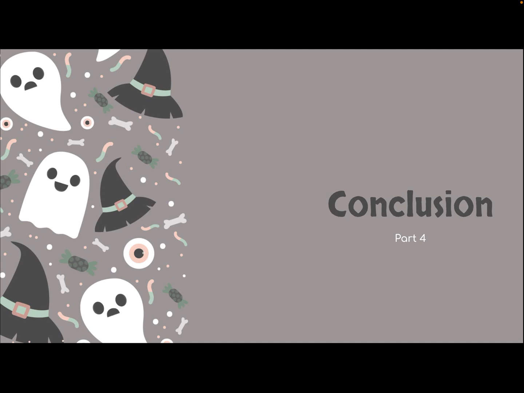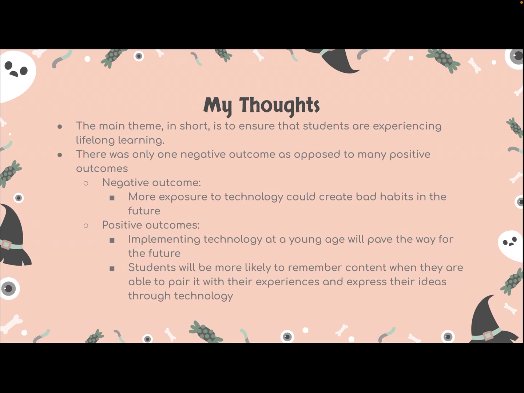Lastly, I have my conclusion. So, the main theme is to make sure that students are getting that meaningful lifelong learning and that they'll be able to take this with them outside of the classroom. Also, out of everything that was in this book, I felt like the positive outcomes outweighed the negative outcomes. For the negative outcome, I would say that one of the only outcomes would be that there could be bad habits to come in the future if there's exposure to technology.